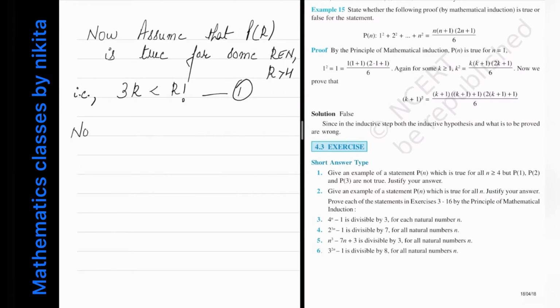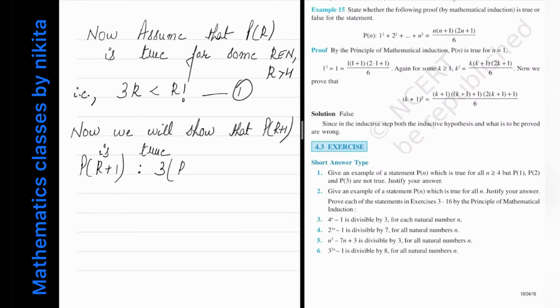And now we will show that P of k plus 1 is true. Okay, now consider P of k plus 1. So P of k plus 1 is your 3 of k plus 1. So consider only this thing. Okay, so I am writing it like this. I am just considering the left hand side of P of k plus 1.